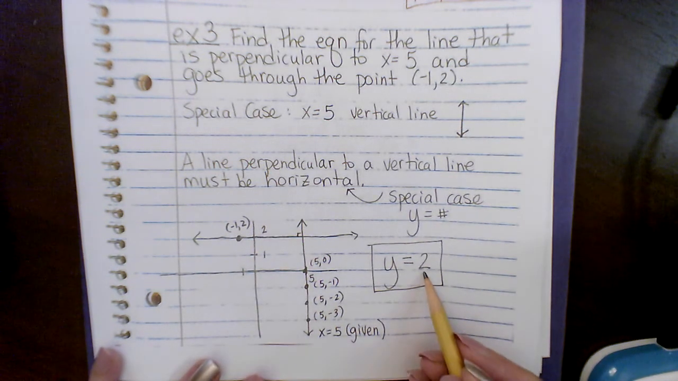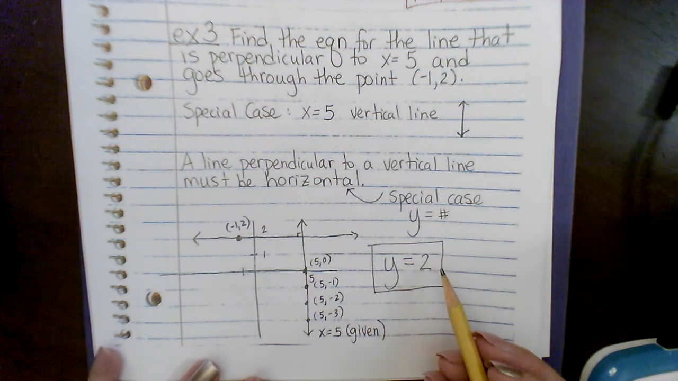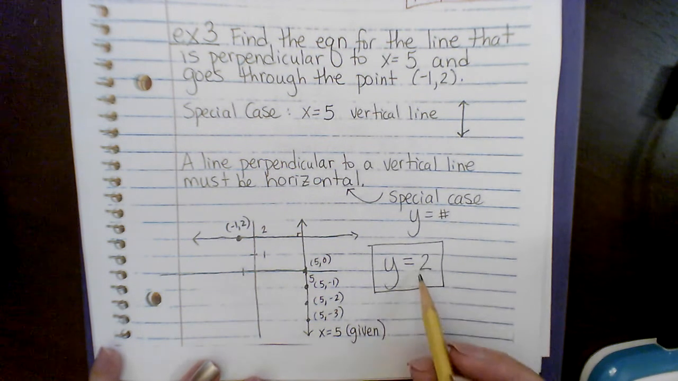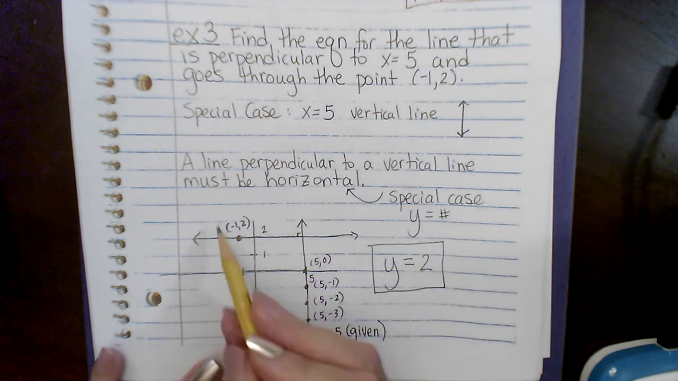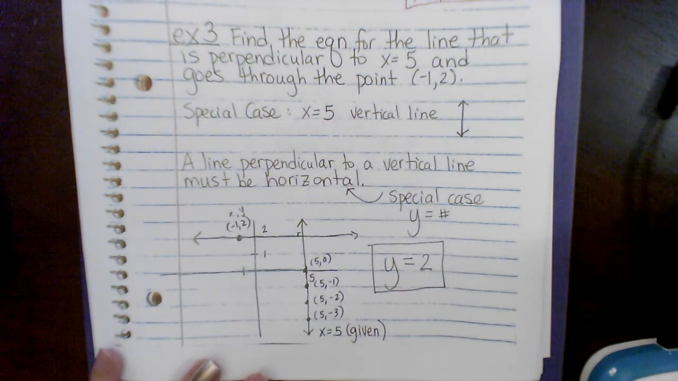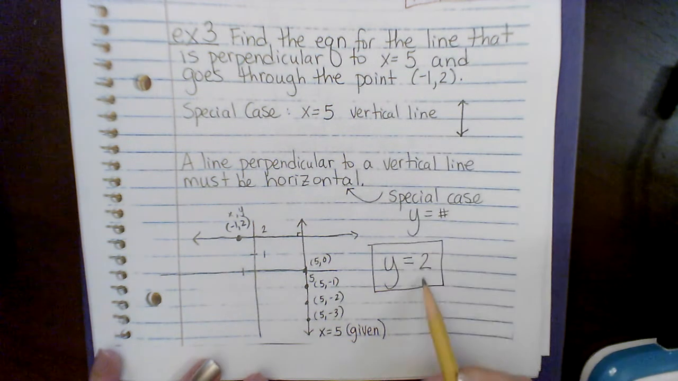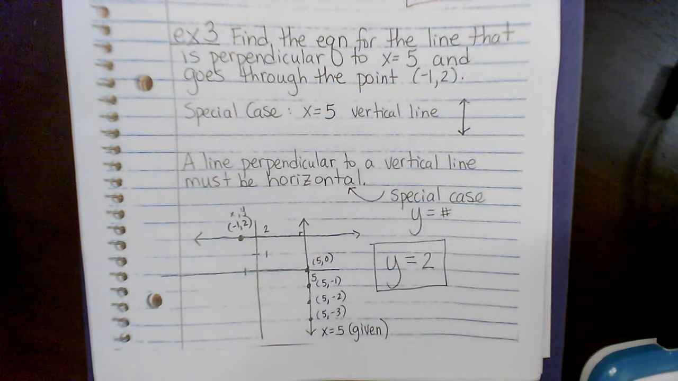So how did I pick 2? Why didn't I pick 5 or negative 1? Why did I pick 2? Well, because it went through this point. Remember, this point has the form of x comma y. So the y value of this point here is 2. So that's why I chose that.